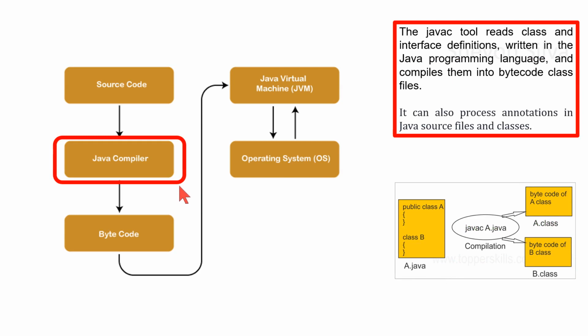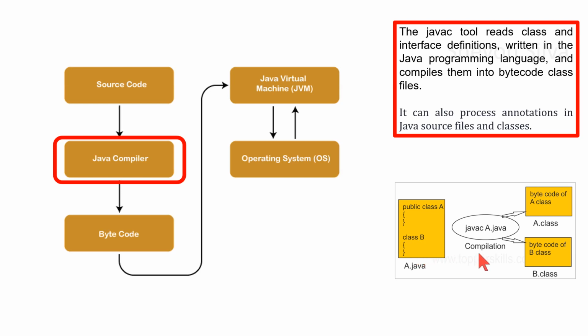Java compiler. The javac tool reads class and interface definitions written in the Java programming language and compiles them into byte code class files. It can also process annotations in Java source files and classes. Here you can see a .java source file which has two classes.